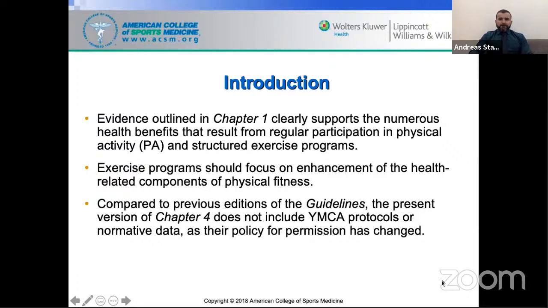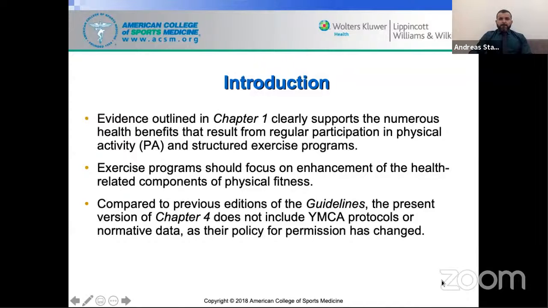All right. So, as I said before, I hope you remember chapter 1, right? And as I said a minute ago, we should focus on the health-related components of physical fitness. These are for everybody. The skill-related, not for everybody. The health-related are important for indicators that have to do with health and well-being.